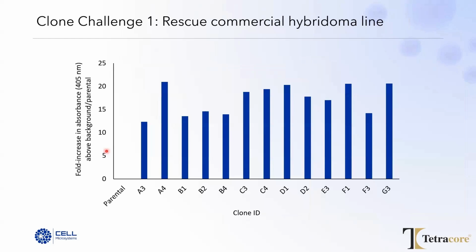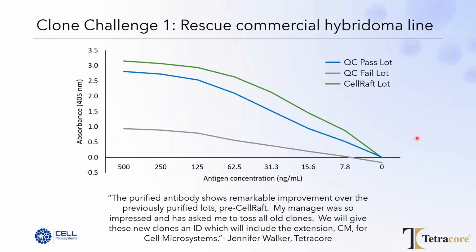Importantly, we were able to interrogate all of the clones that we generated for Tetracore using their standard ELISA assay for this particular antibody. And we were quite pleased to find that all of the clones that we tested showed a greater than 10-fold increase in antibody specificity relative to the parental population, as you can see here in the blue bars. And most importantly, when we returned those clones back to Tetracore, they were able to use the clones to purify antibody. And as you can see in this graph, by just recloning those cells and recovering the highest producers, we were able to recover their antibody production pipeline for their commercial kit.